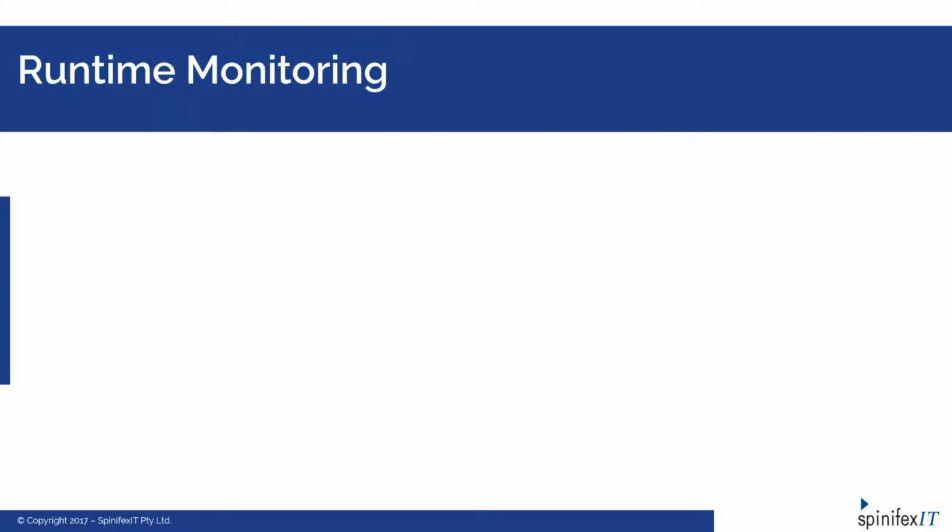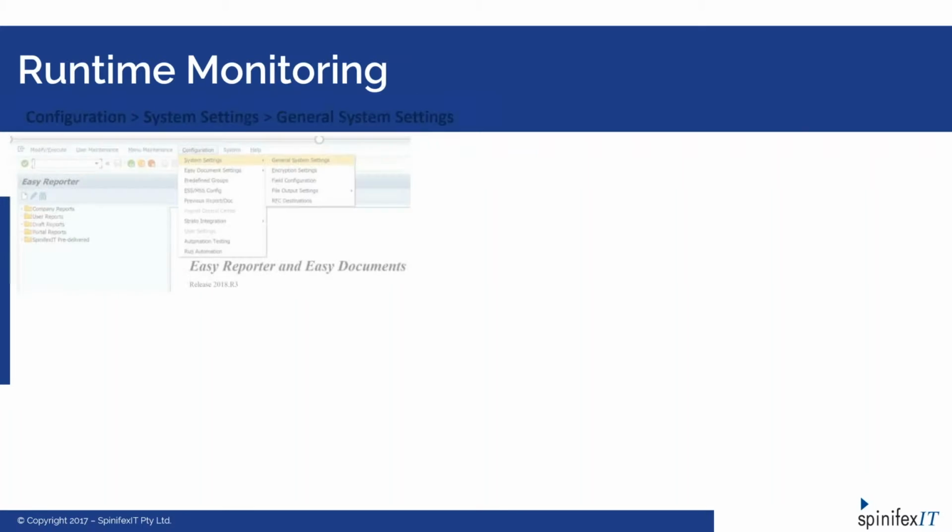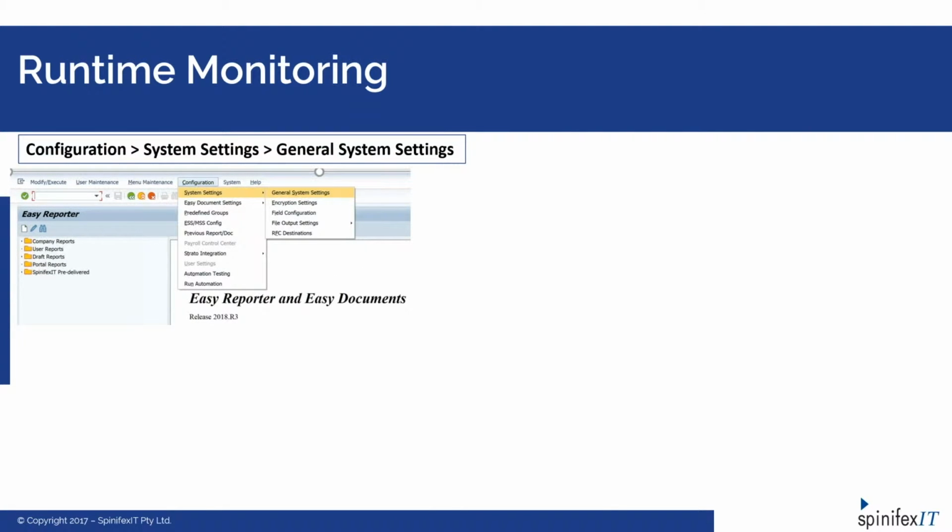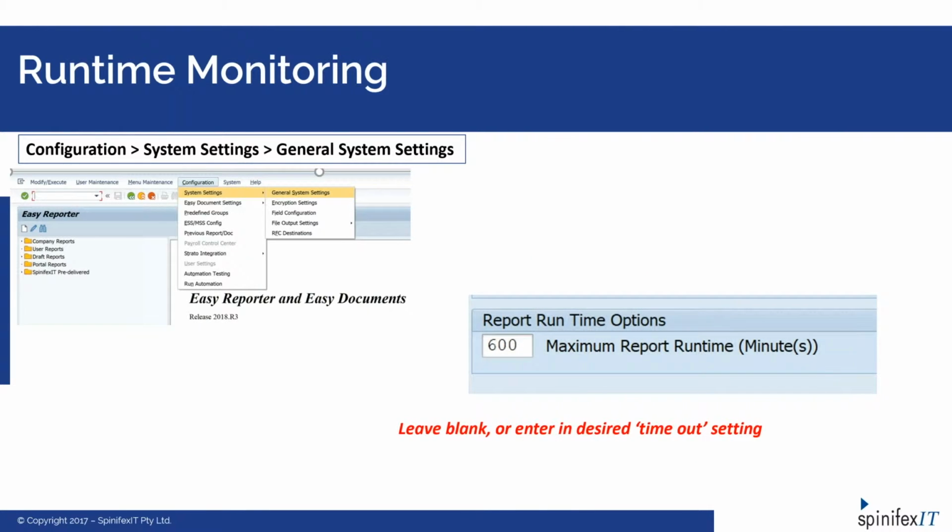Now this slide illustrates how to access the system settings so that you can set up the kill switch if you desire. Once inside of Easy Reporter, you will follow the menu path of Configuration, System Settings, General System Settings, and then, if desired, enter in the number of minutes for your timeout setting.